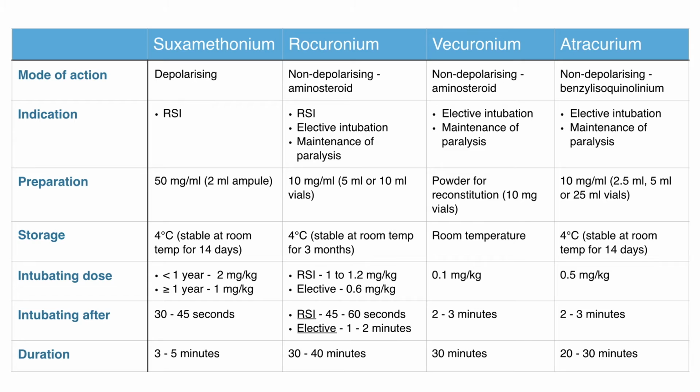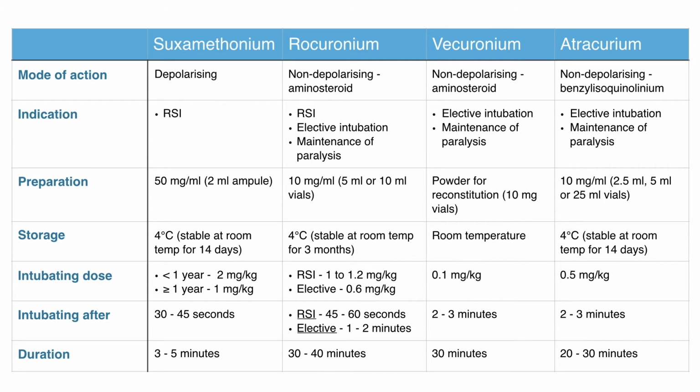It's given in a normal intubating dose of 2 milligrams per kilogram for those less than 1 year, and 1 milligram per kilogram above 1 year. It's the fastest acting of all the muscle relaxants, providing intubation conditions after about 30 to 45 seconds, and has the shortest duration of action of 3 to 5 minutes.